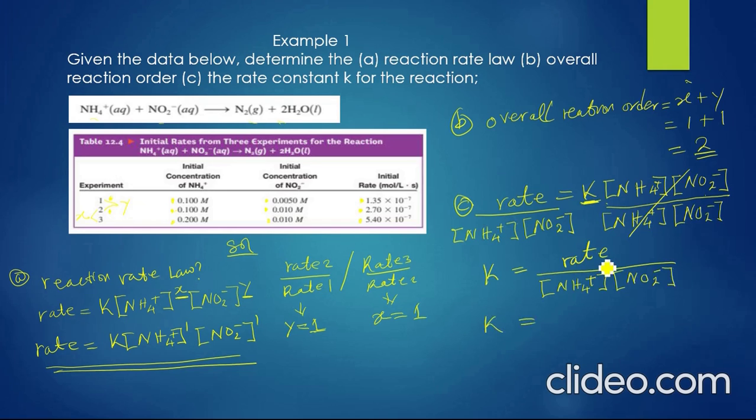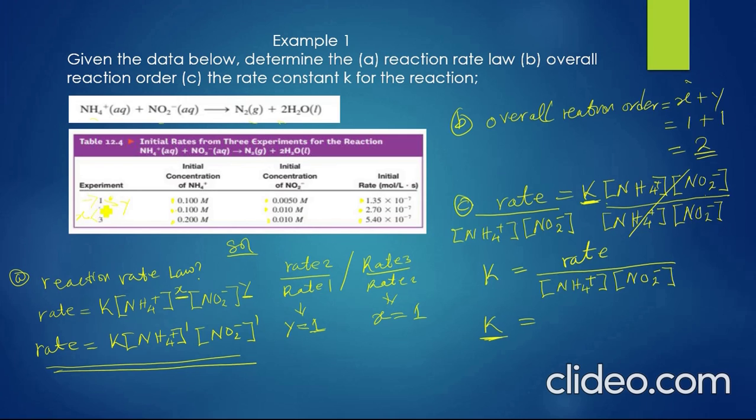Now that we have made K the subject of the formula, what information are you going to use to substitute for the rate and the two concentrations given here? Note that to determine K, you must use the results of the three experiments given here. If you want, you can use the results for the first experiment, or the second, or the third. You're going to come up with the same answer. So for me, I'm going to use the results for the first experiment.